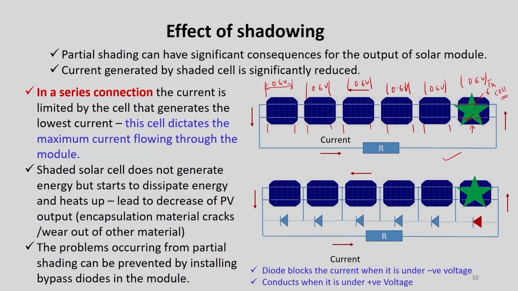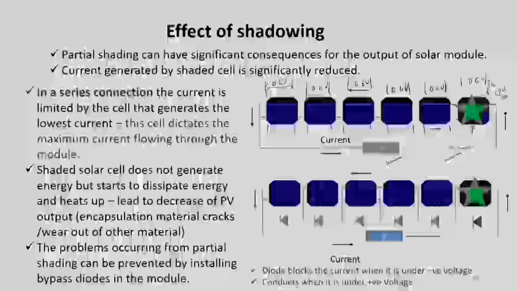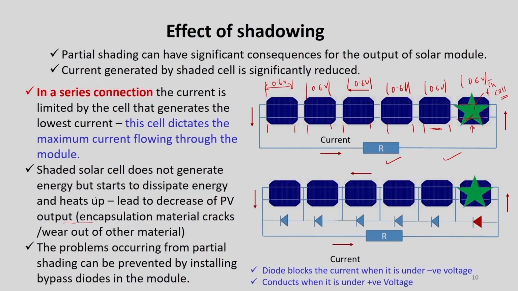So, current will be lower here. Once we connect a load here, what will happen? Here current generation will continue, but here no current will be generated. So, it will act like a reverse bias system, right. The bias voltage on these cells will be very, very high. Because of this reason these problems arise, heating up and dissipation of energy.